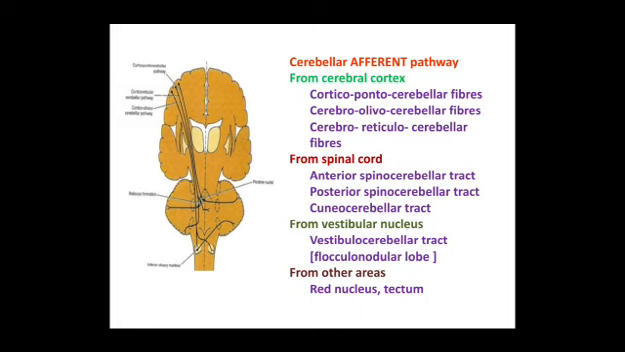Cerebellar afferent pathway from cerebral cortex, that is cortico-pontocerebellar fibers, cerebro-olivocerebellar fibers, cerebro-reticulocerebellar fibers. So these are coming from the cerebral cortex. From the spinal cord, we have the anterior spinocerebellar tract, posterior spinocerebellar tract and cuneocerebellar tract. From the vestibular nuclei, vestibulocerebellar tract, mainly from the flocculonodular lobe, and from other areas the red nucleus and tectum.